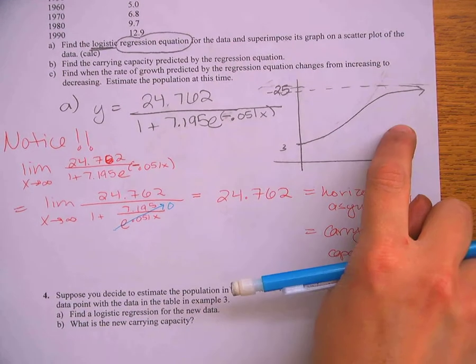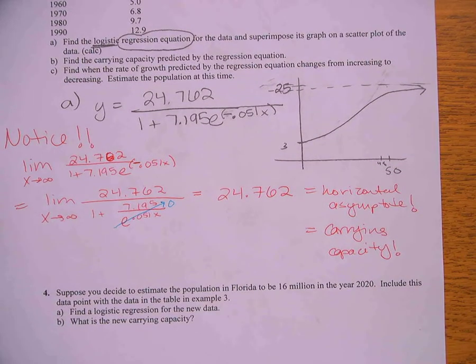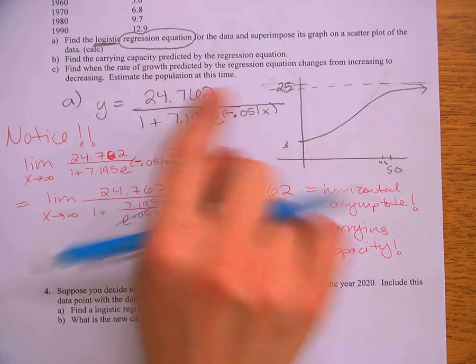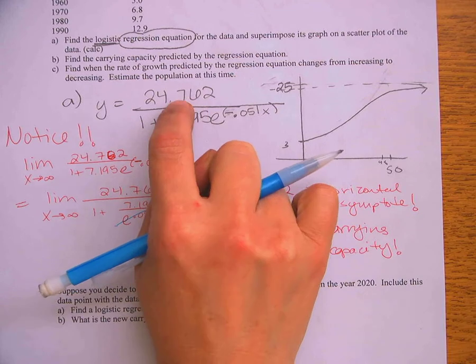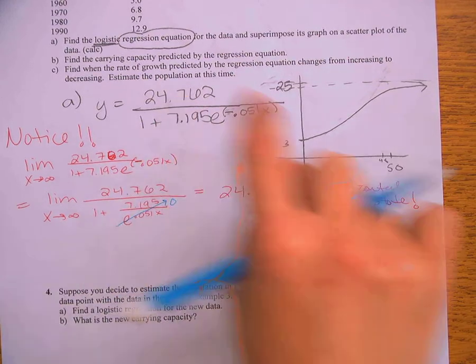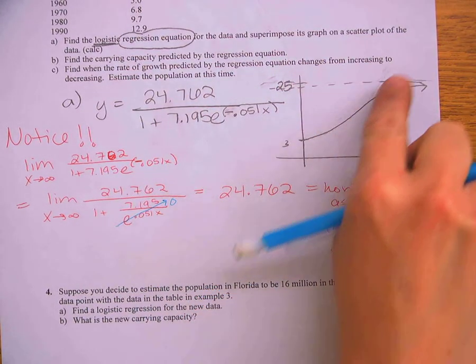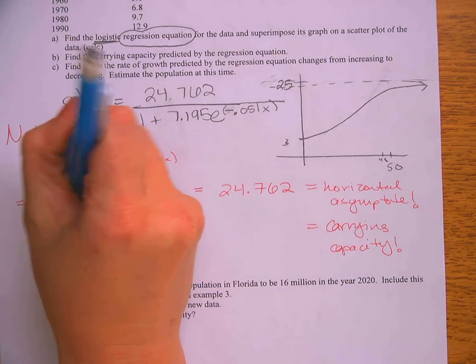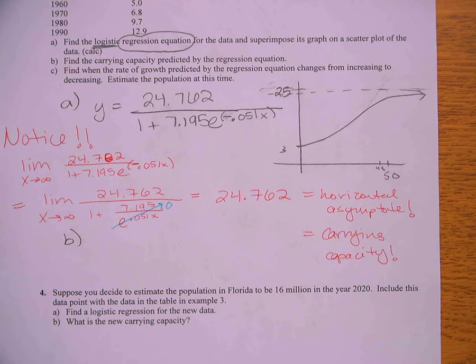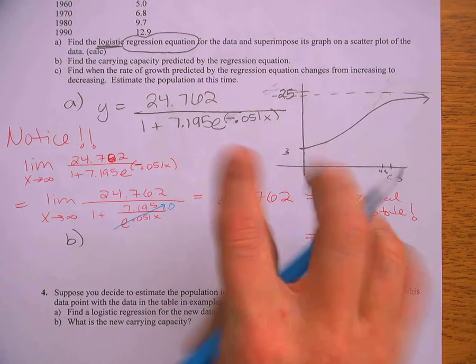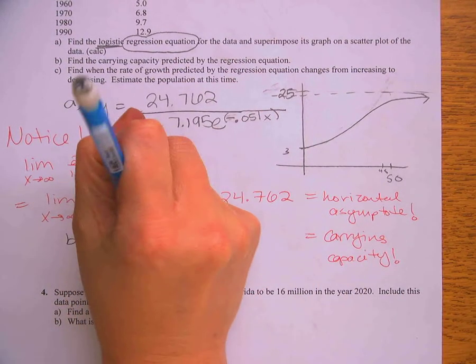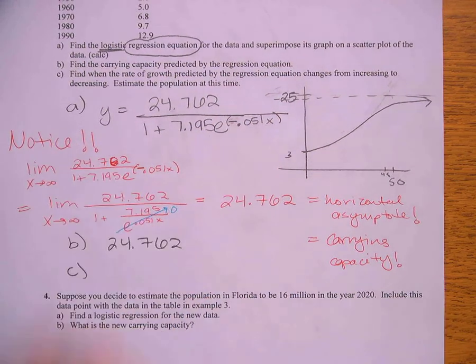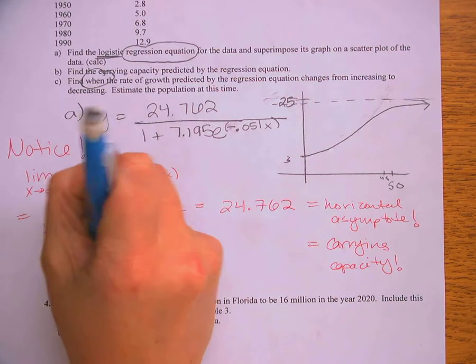So that is a more accurate graph for part A. So be careful when you're doing these problems. Whatever is in your numerator, you want to make sure your window goes at least as high as that so you can see the true behavior of the function. Okay, then for part B, it says find the carrying capacity. We already did that. It's 24.762. For C, it says find the rate of growth. Sorry, find when. So we're going to be solving for t.